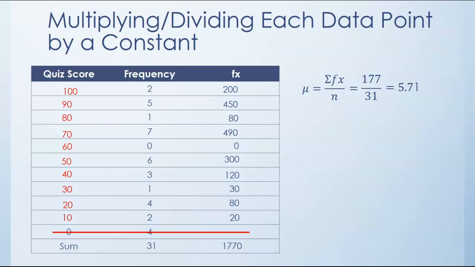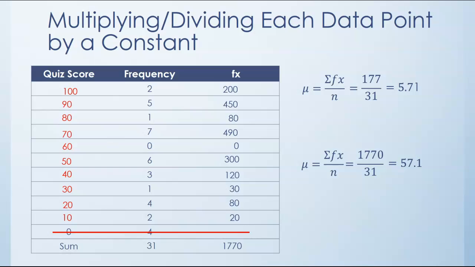So we're going to take that 1,770 that column adds up to. Remember, we're going to divide by our frequency. Again, that's going to be 31 because we're ignoring those 4 students who made the 0. So we get 1,770 divided by 31, which gives us 57.1.